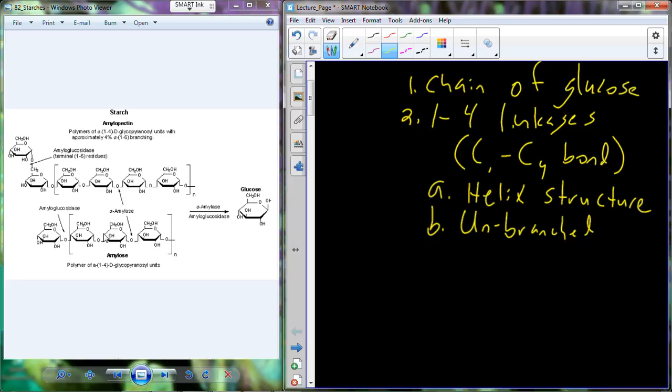So maybe I'll ask that as an example. You're inspecting a sample and you find a polysaccharide that has a helical structure and is unbranched. You know that we're referencing this first type of starch, which we're going to call amylose.